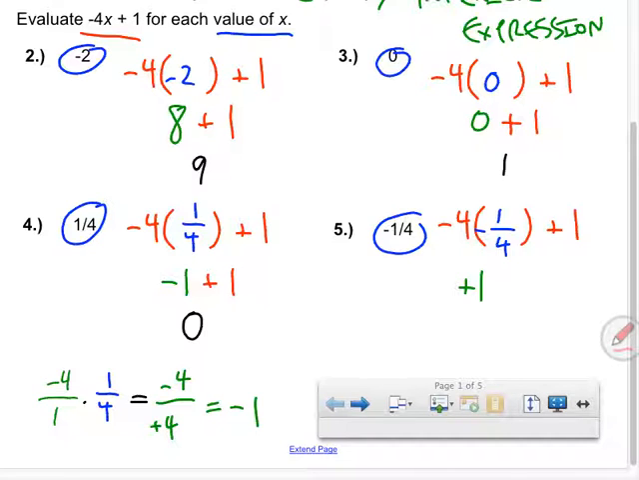And then over here I got plus 1, right? Now we need to simplify that. We're done with simplifying our algebraic expression. What's that going to be when we simplify that? 2. Very good. Okay.